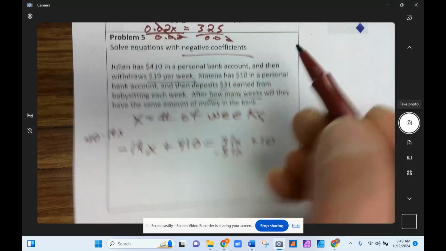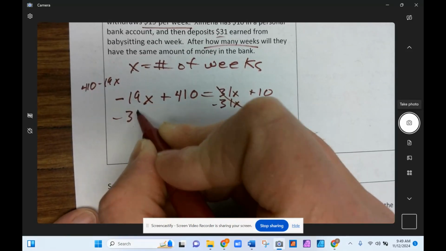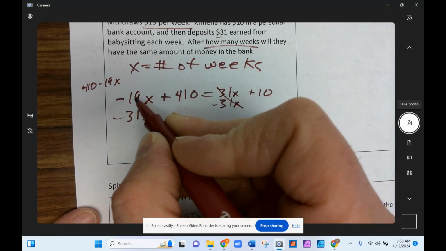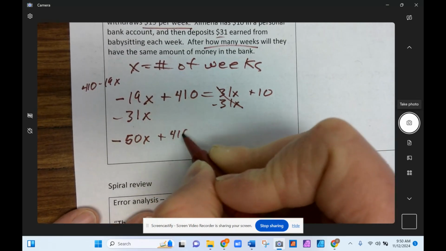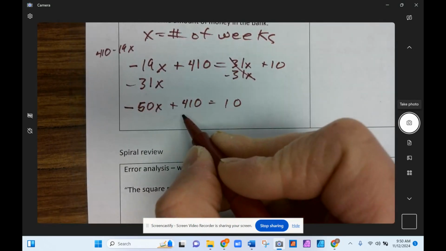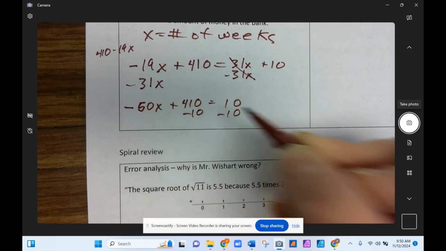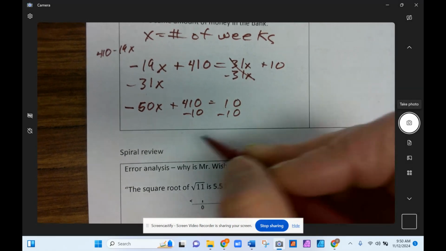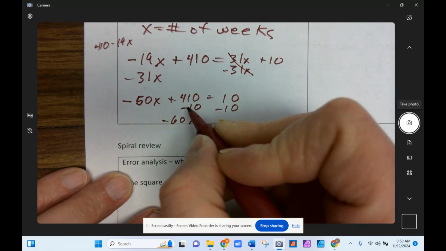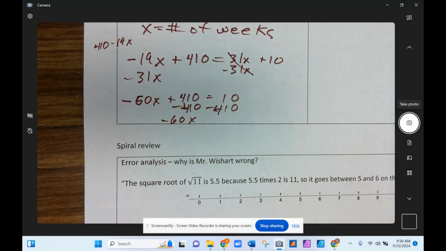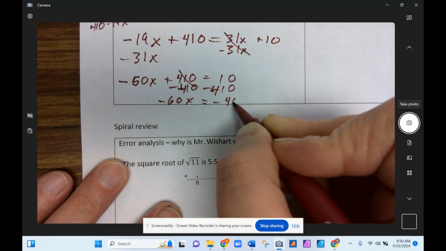Right, so this does say negative coefficients. So we have this negative coefficient right here, the number in front of the variable. That cancels. We subtract here. Negative 19 minus 31 is negative 50x plus 410 equals 10. We're going to subtract 10 here. Oh, was this right? Yeah, this is right. Sorry, so it gets us to negative 50x. It's 410, my bad. That's what I'm screwing up. Okay, cool, there you go, that cancels out. And then this gets us to negative 400, okay?